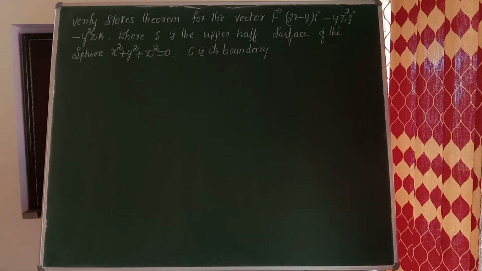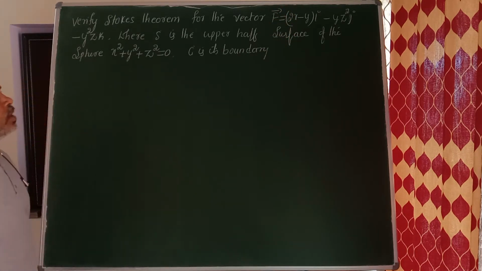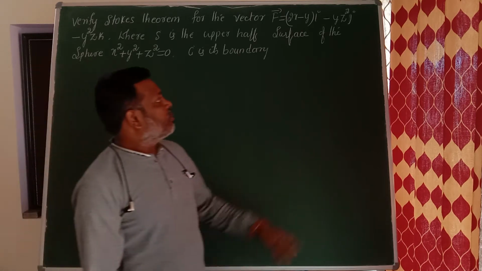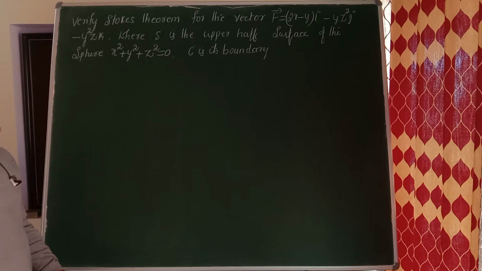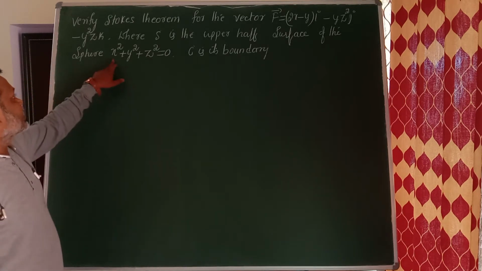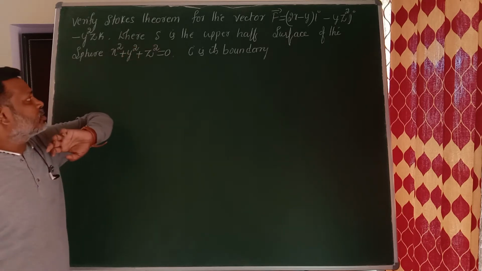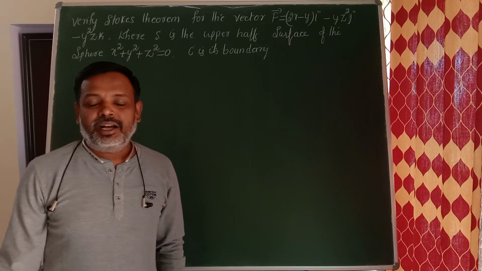Dear friends, now let us consider one more very beautiful problem under Stokes theorem. Verify Stokes theorem for the vector function f equal to (2x minus y) i minus yz squared j minus y squared z k, where S is the upper half surface of the sphere x squared plus y squared plus z squared equal to 1, and C is its boundary. That is a curve.